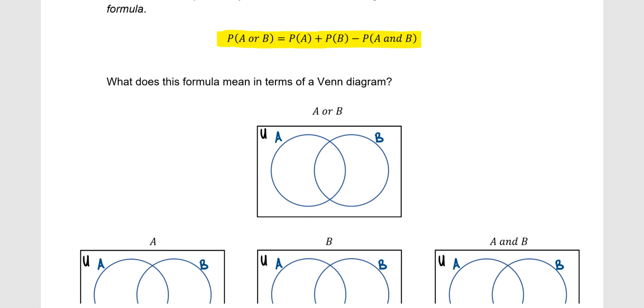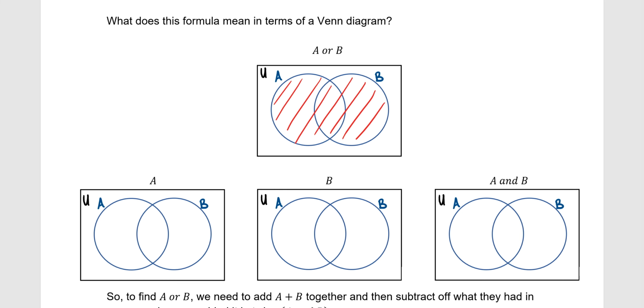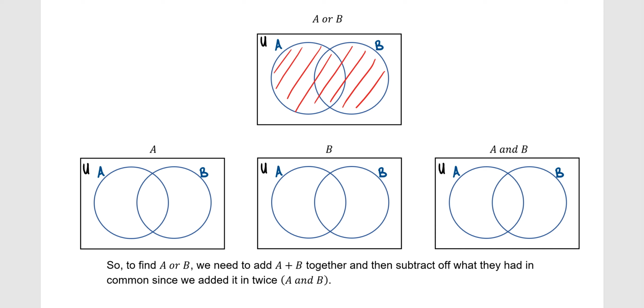So let's see kind of why this formula is the way it is. So thinking in terms of sets with a Venn diagram, we know that A or B is going to be everything shaded in circles A and B. And we know that in order to obtain this, it probably makes sense to add A and B together. So we know that set A would just be all of circle A. We know that set B would be all of circle B.